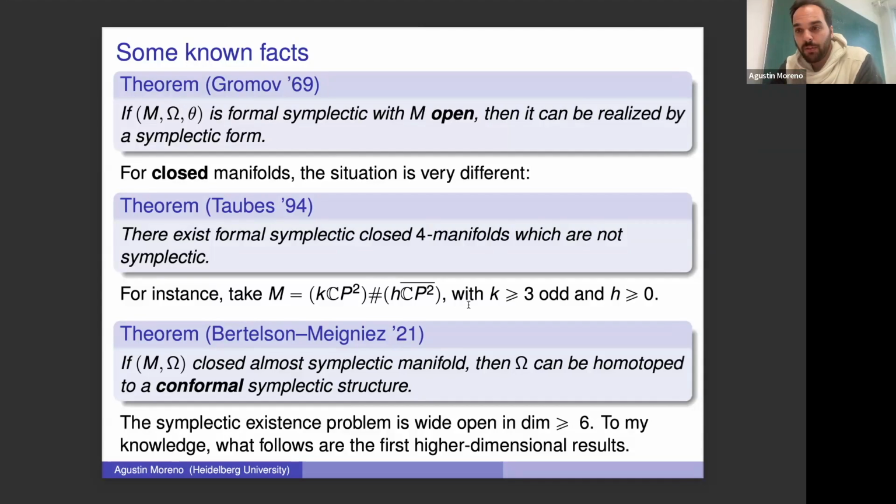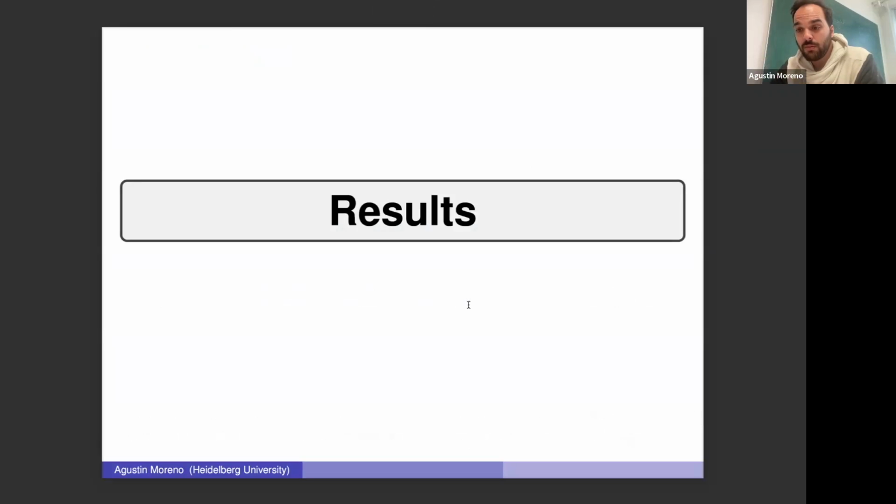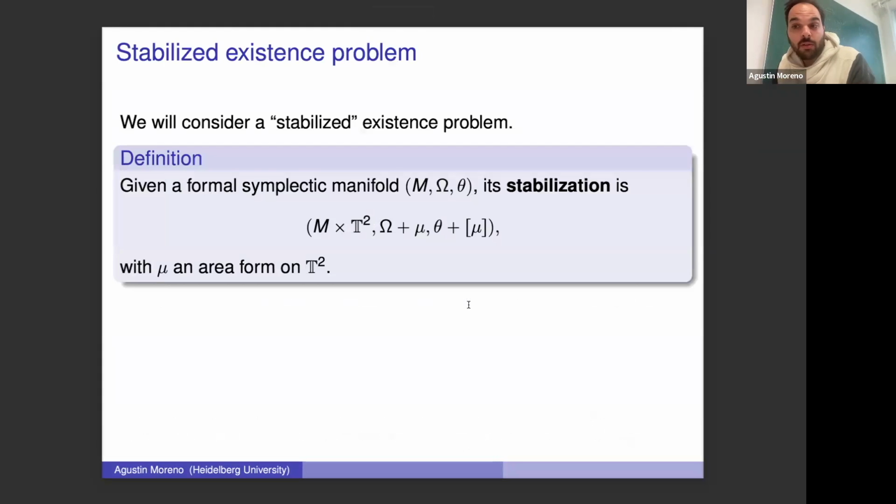Okay, so this is a bit of background, a bit of known results in this direction. So let me then move on and talk about the results. Okay, so this is what we proved recently with Fran, Lauran and Fabio. Okay, so as I already advertised, we don't consider the existence problem on the nose. We consider a stabilized version of the existence problem. So it's a simple operation.